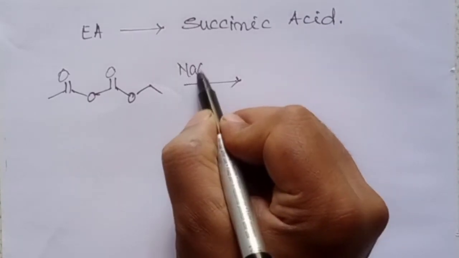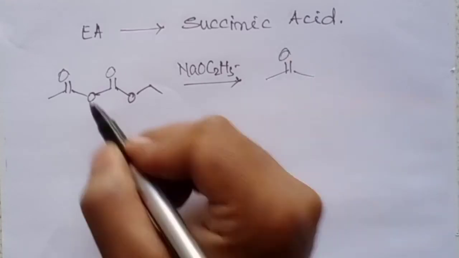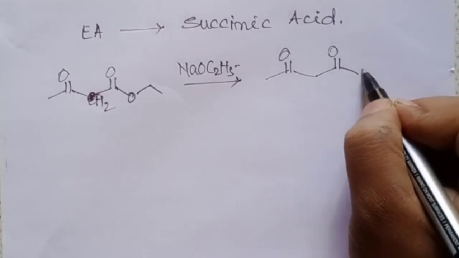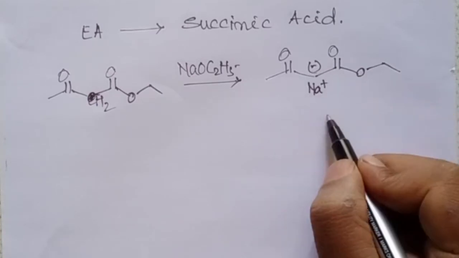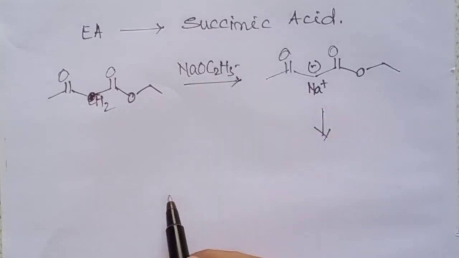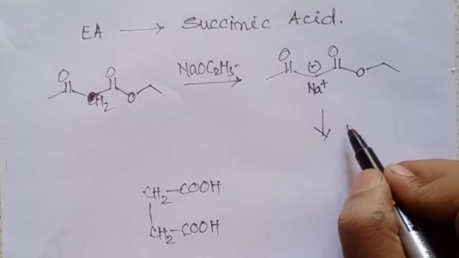You have to give a base, NaOC2H5. Sorry, here it should be CH2. Here it is minus, sodium will be plus here, and on the very second step, since the formula of succinic acid is CH2COOH, CH2COOH. So 1, 2, 3, 4. So I need 4 minimum.